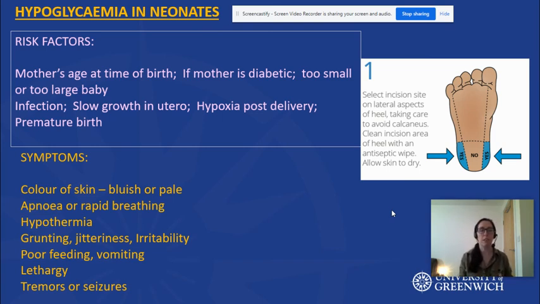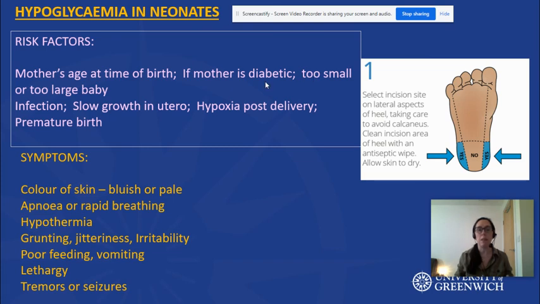So the risk factors for hypoglycemia in neonates, it goes without saying that the baby's size and what they've taken in for feeds will affect it. But let's think about some other factors. So the mother's age at the time of birth. So incredibly young, incredibly old.